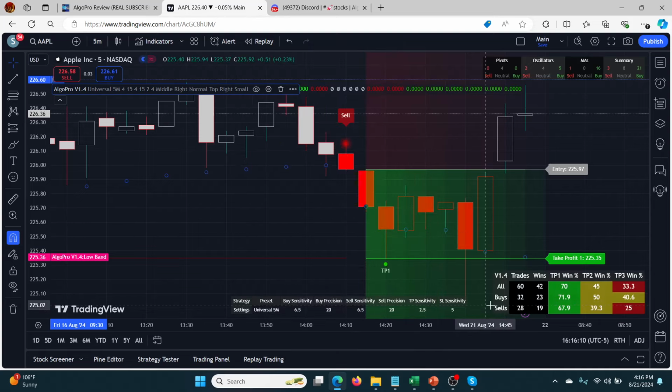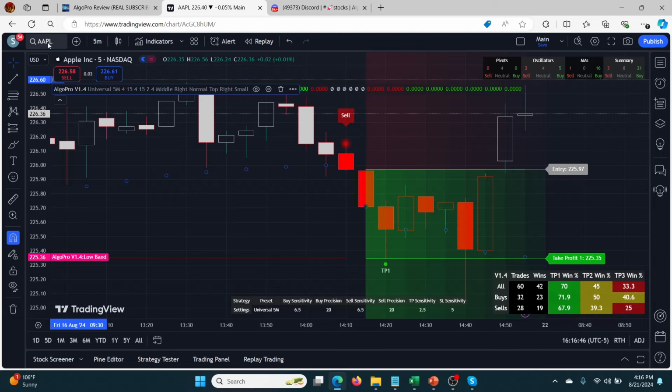So for this particular ticker, Apple, you can see there's been 60 trades, 42 wins. That's a 70% chance of hitting profit target 1, a 45% chance of hitting profit target 2, and a 33% chance of hitting profit target number 3. So this isn't perfect. It's not as good as I'd like to see, but it gives you an idea that most of the time you're going to hit profit target 1, and a significant portion of the time you're going to hit profit target number 2 as well. So 70% win rates, and if you're looking for a bigger profit, up to about 50% on that.